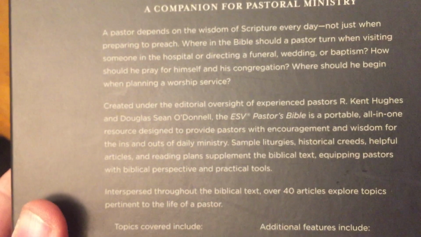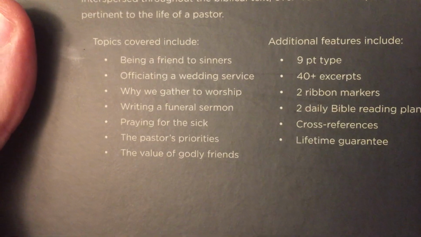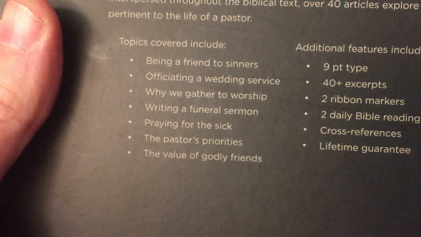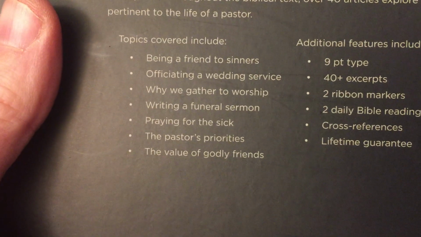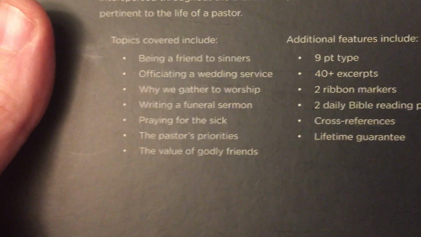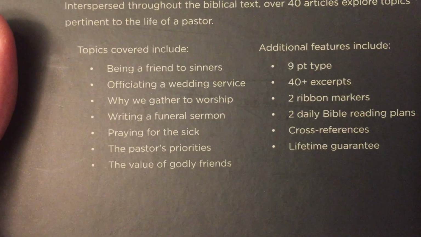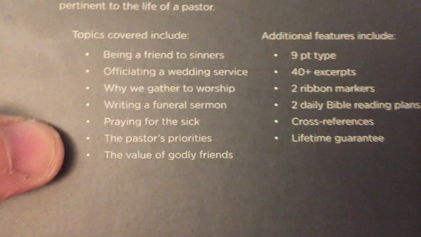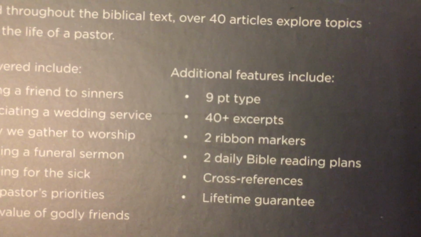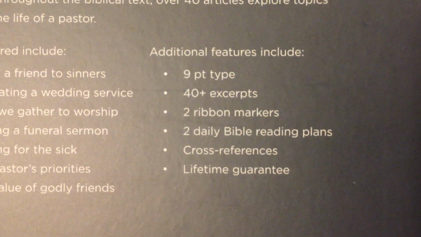The box tells you all some good stuff that it has. They got topics here. The one thing about this Bible is it is done up for pastors by experienced pastors. Has all sorts of things, simple liturgies, historical creeds, helpful articles, reading plans, gives you outlines for funerals and weddings. So this is a really good Bible to have. It's actually a good size. Now, you can see here it's got the 9-point type. It's got two ribbon markers, daily reading plans, cross references, and it's got the Crossway lifetime guarantee.